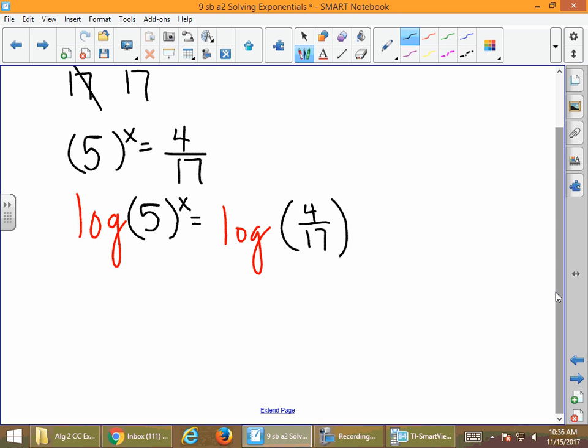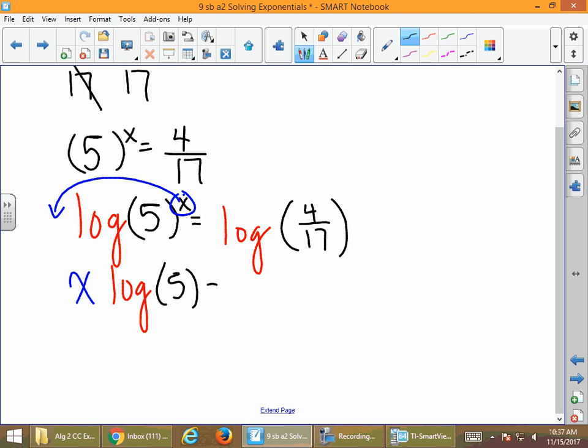Still following the steps from the front page. Using the power property, which says that we take that value of x and we write it as a coefficient. And for some of you, I'm starting to sound like a broken record. I've said it so often. But we get x times log 5 equals log of 4/17.